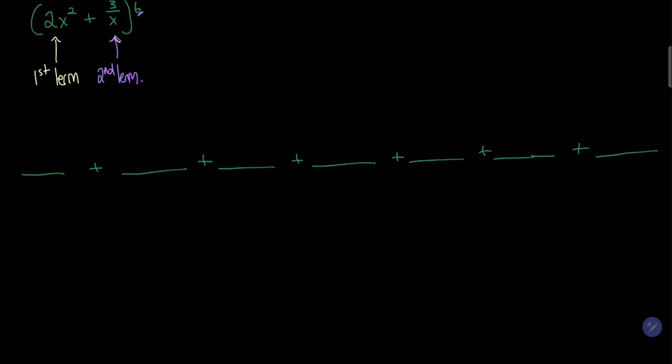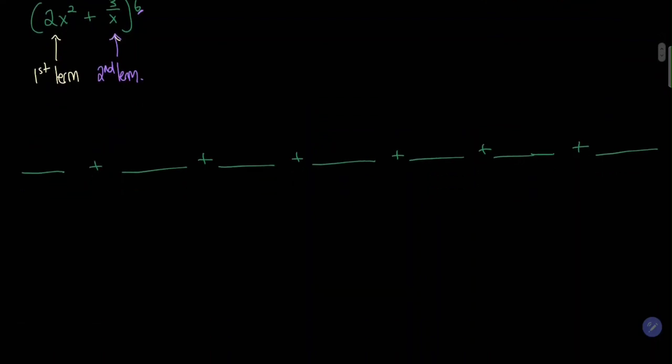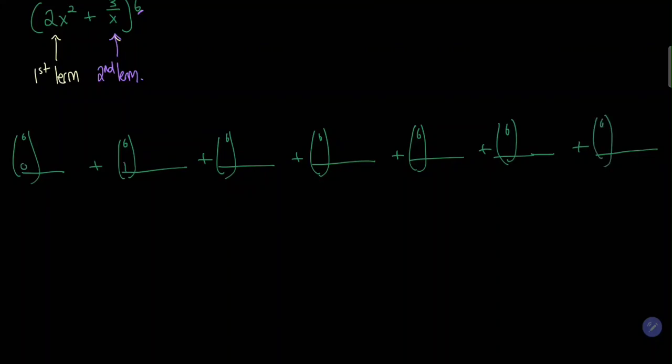Okay, so we're going to put in our brackets first. So the number n goes on top of all of the brackets. And then we start with 0, 1, 2, 3, 4, 5, and 6. There.